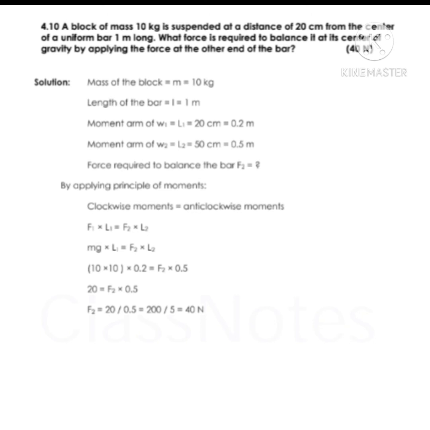By applying the principle of moments, we have clockwise moments equals anti-clockwise moments. So clockwise moment is F1 into L1 and the anti-clockwise moment is F2 into L2. So F equals mg. By putting these values in this equation and by rearranging, we have F2 equals 40 Newton. So this is all about the numericals of this chapter.